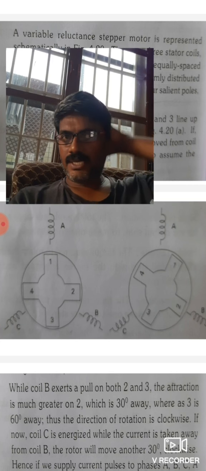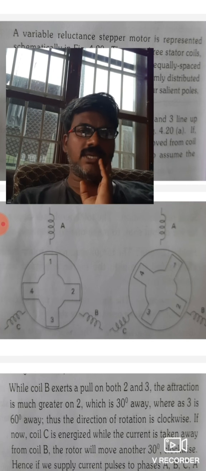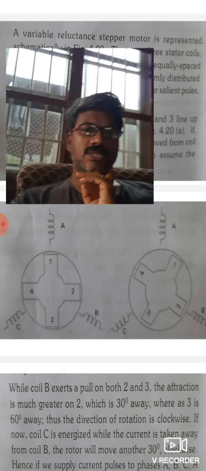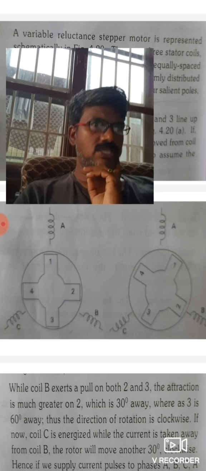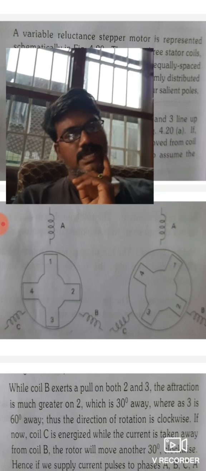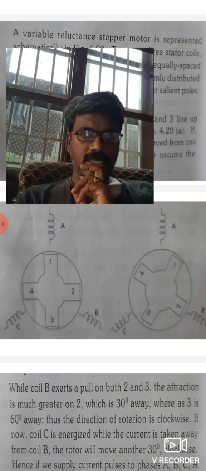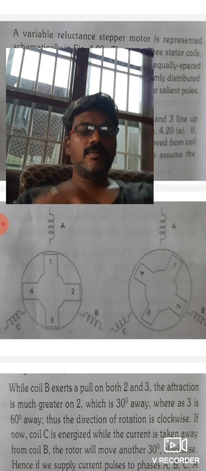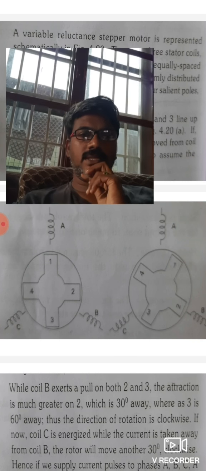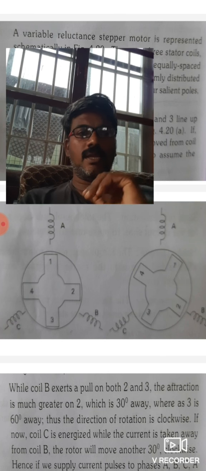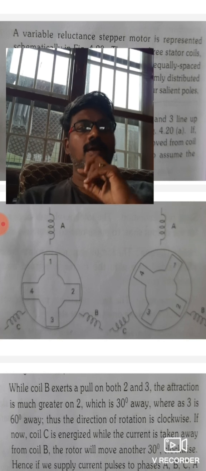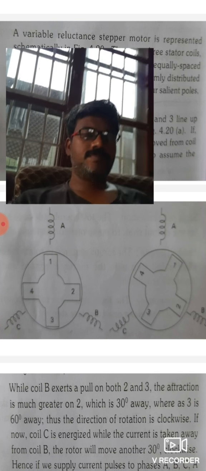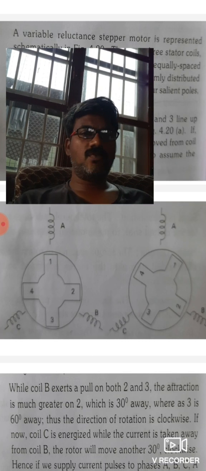To the coil C, two poles are there, third pole and fourth pole. The third pole will be just 30 degrees away, but the fourth pole is 60 degrees away. Right? That's why the coil C or phase C will be attracted by the pole 3. Then pole 3 and pole 1 will be aligned along the axis of phase C.